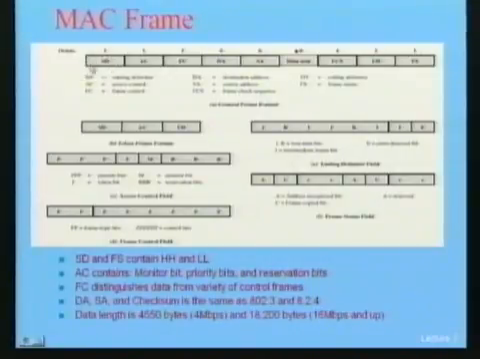They have a start delimiter, which is very similar to what you had in 802.3. But in 802.3, you had a preamble. In here, you don't have that preamble because it's a digital network. Then they have AC. AC is access control. Access control is the one which provides you with the priority bits.